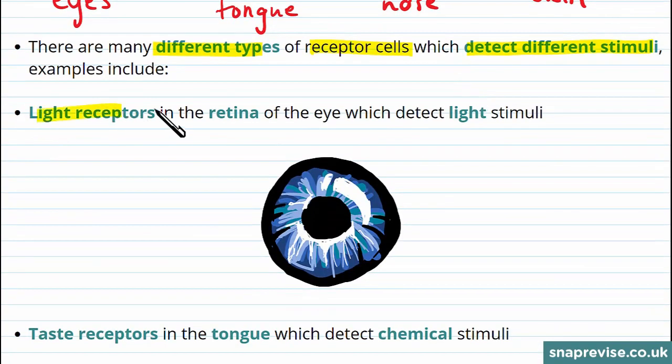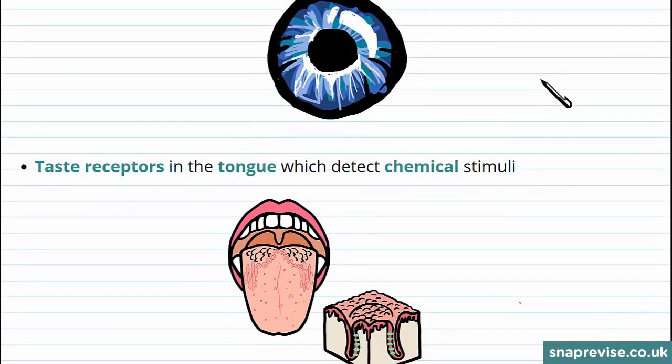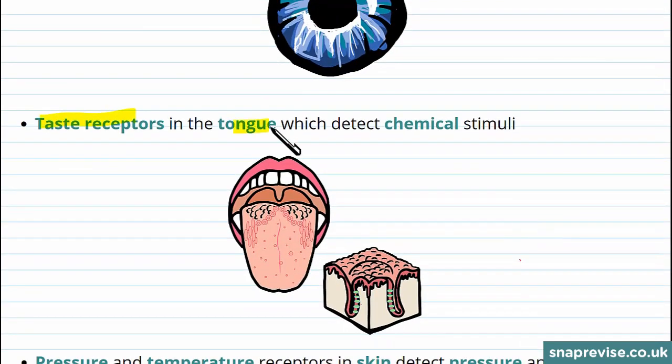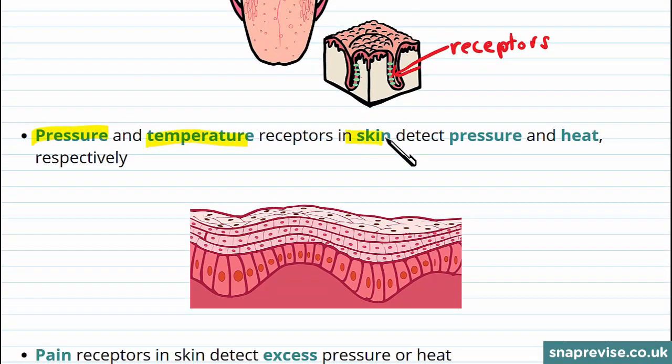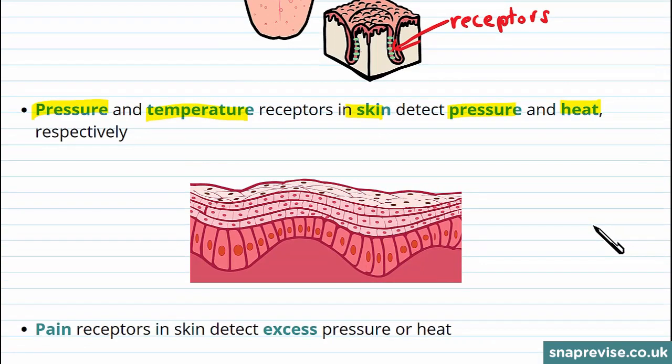Well, the light receptors in the retina of the eye detect light stimuli. There are also taste receptors in the tongue which detect chemical stimuli. This is what allows you to taste something that's sweet or salty, and the green dots here represent the receptors in your tongue. There are also pressure and temperature receptors in our skin, and that detects pressure and heat respectively.